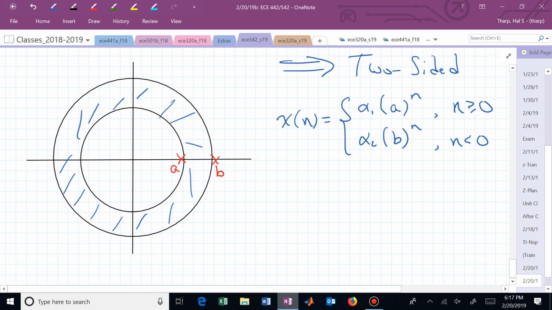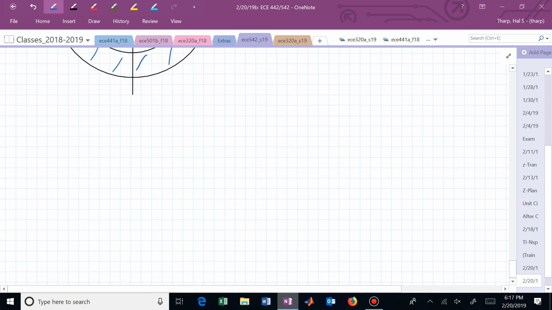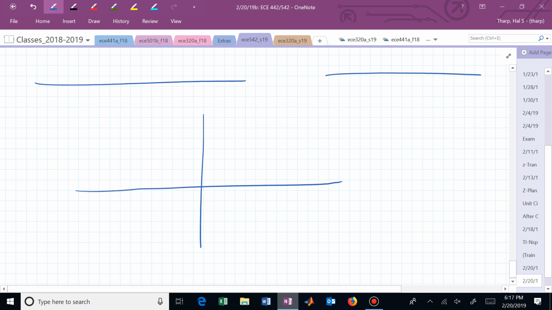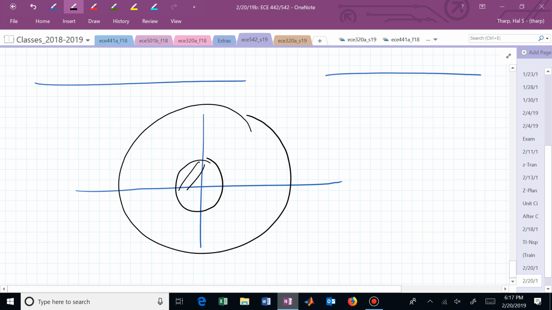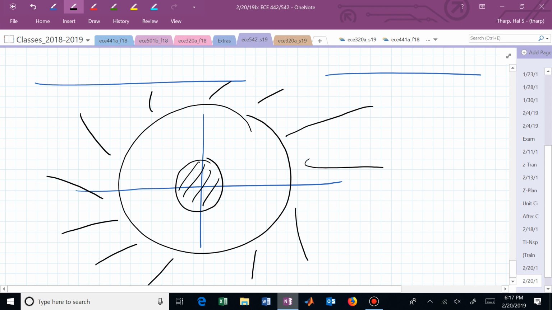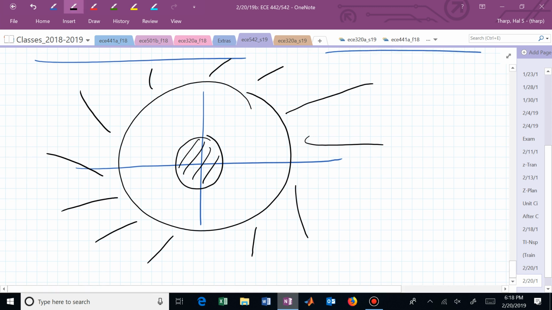Is there a modification to this pattern? No, it doesn't include the origin, and it doesn't include infinity with this annular region. What about this pattern? The inverse donut. Is that a region of convergence? Yes or no? Why is it not a region of convergence?